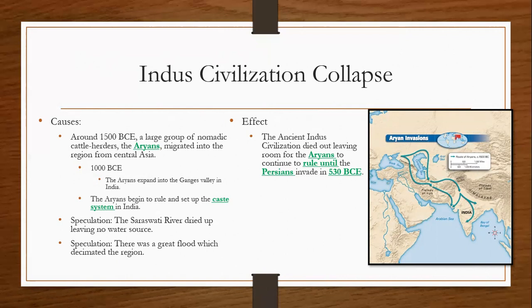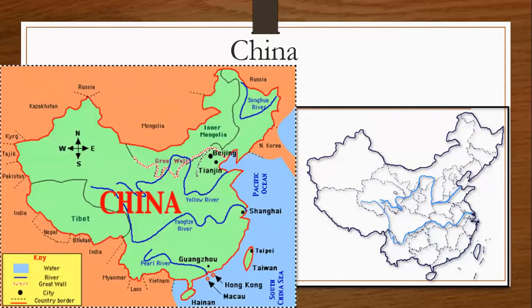Now, when the Indus civilization dies, the Aryans move in, and they're going to be in charge for about 1,000 years until the Persians invade in 530 BCE. And the Persians we won't talk about for a while still, but just know that they are one of the most powerful and important empires that we get to talk about over the course of this class. All right, so that's India for now. We will come back to them at a later time.